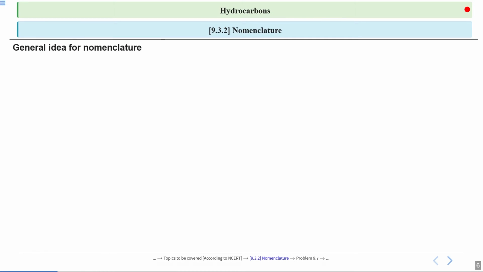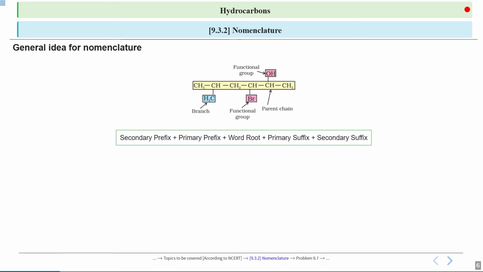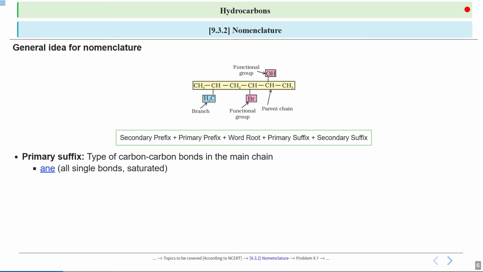Now moving on further, what are these parts? Let us just discuss the remaining part. So 3 have been considered. So we are left with the primary suffix and secondary suffix. So what is primary suffix? Basically, this primary suffix is used for indicating the type of carbon-carbon bond which is present in your given hydrocarbon. Now, if all the bonds are single, then the primary suffix is ane, A-N-E, and it is used for a saturated hydrocarbon mostly.